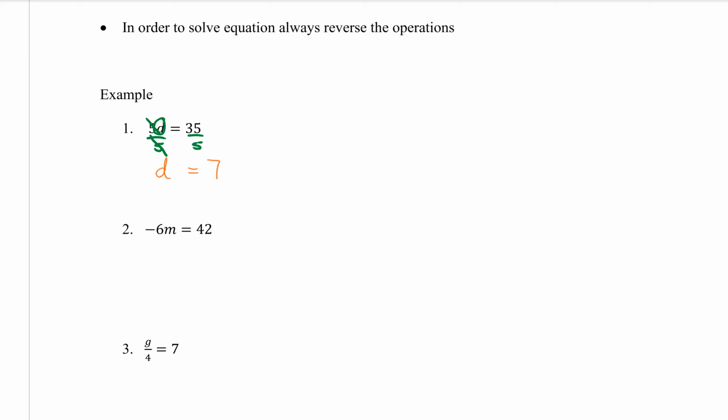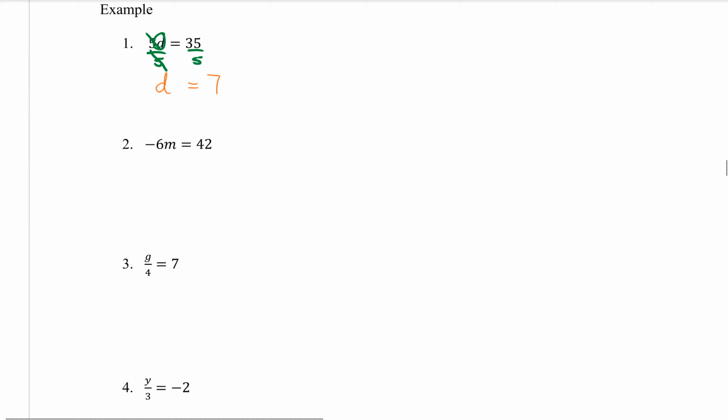Let's try it again. Question 2. There's the m. It's next to the minus 6, which means it's times with it. Even though it's a negative number, it's still times with that m. So the opposite is going to be to divide by negative 6. Okay, that will cancel that off.